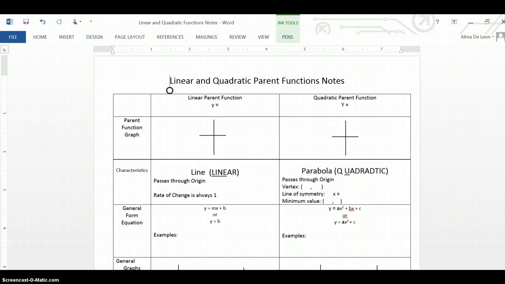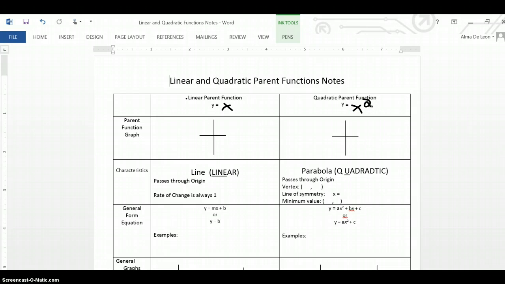Okay guys, today we're going to talk about linear and quadratic parent functions. And there's basically two. Just like you have two parents, in algebra we only have two parent functions. Well, at least in algebra 1. You only have to worry about two. They are the linear parent function, which is given by y equals x, and the quadratic parent function, which is given by y equals x squared.